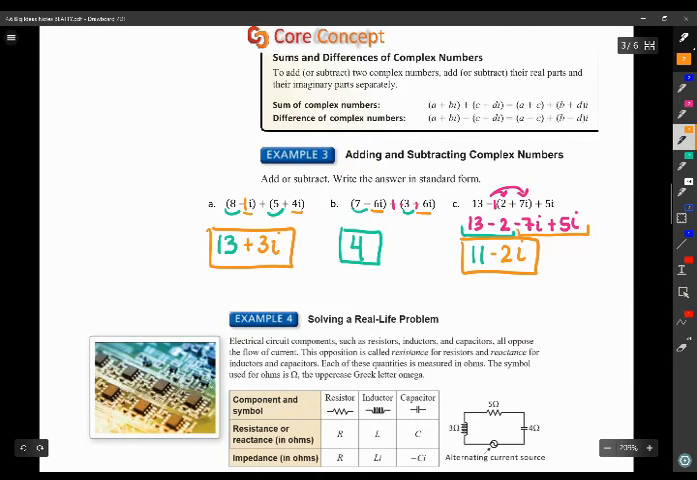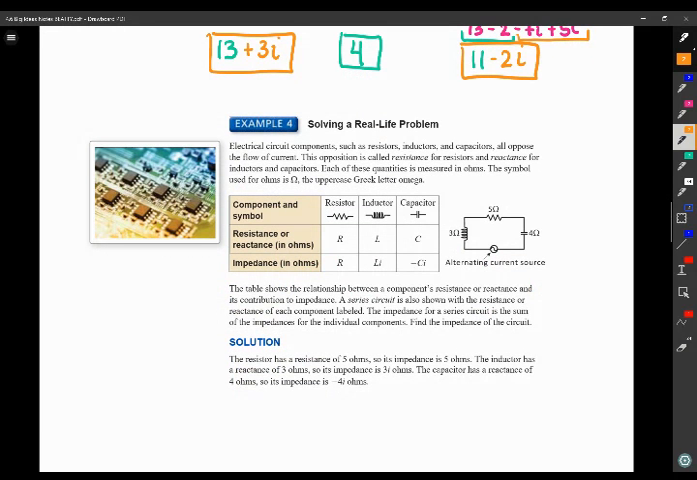When we look at example 4, we're talking about solving a real life problem. So it talks about electrical circuit components, such as resistors, inductors, and capacitors, all oppose the flow of current. The opposition is called resistance for resistors and reactance for inductors and capacitors. Each of these quantities is measured in ohms. The symbol used for ohms is our little omega sign, which looks like an upside down U. It's a Greek letter.